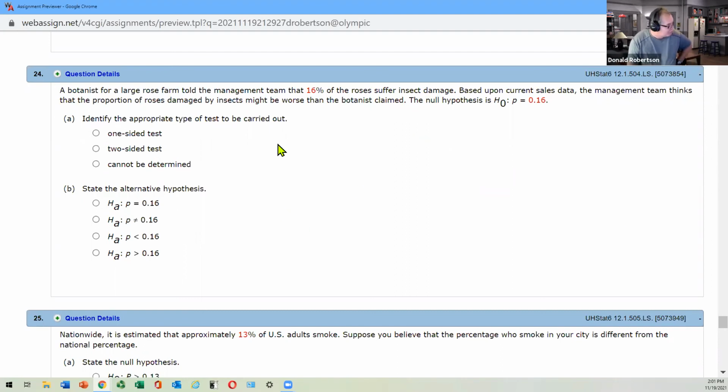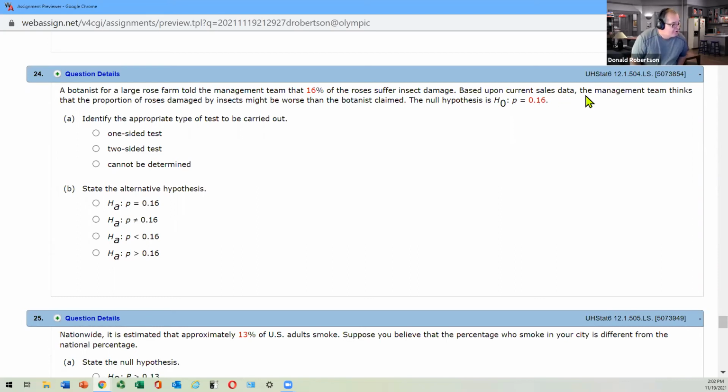I have no idea where we are. Are we looking at 24 here? Okay, we've only got a few guys to go, and I think we're going to be perfect timing as well. A botanist for a large rose farm told the management team that 16% of the roses get insect damaged, which means you can't really sell them because who wants roses with bits chewed out of them, right?